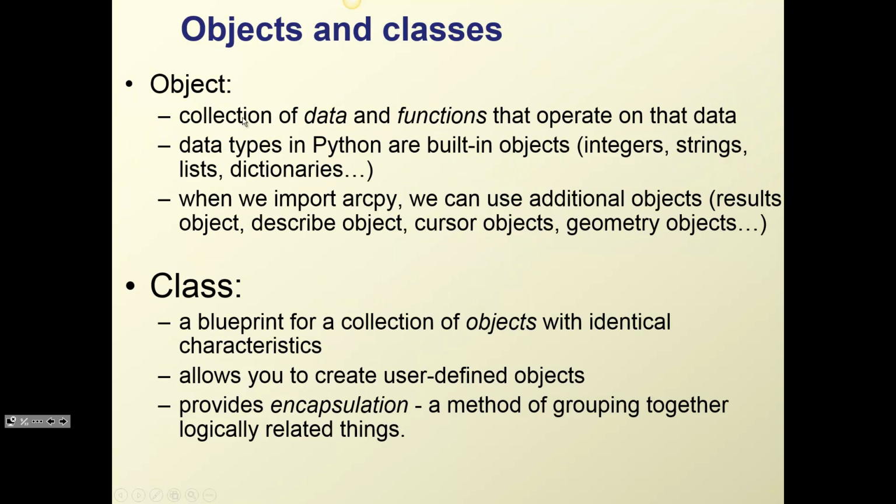An object is defined as a collection of data and functions that operate on that data. So the data types that we've been working with all the time, integers, strings, lists, dictionaries, those are built-in Python objects. When we import ArcPy, we can use additional objects. Class, you can think of it as a blueprint for a collection of objects with identical characteristics, like a parcel, for example. There could be a collection of parcels, and they all have an ID, they all have a zoning, and they all have a property value, and so forth. The class keyword allows you to create user-defined objects. It provides encapsulation. It's a way to group logically related information.